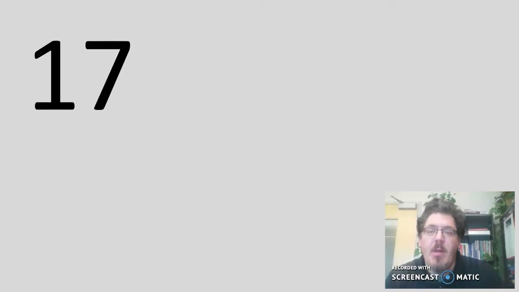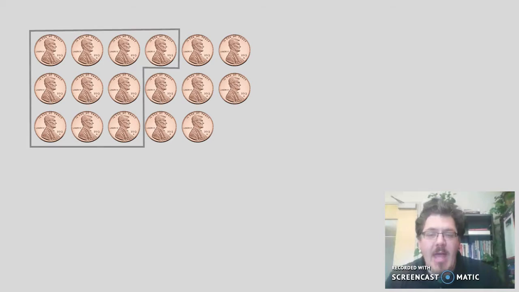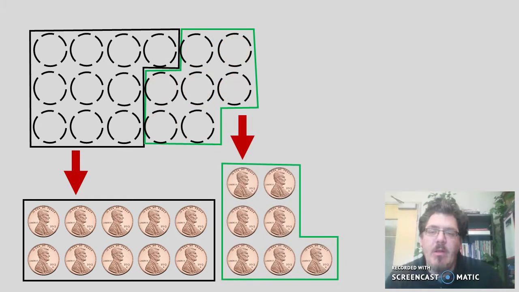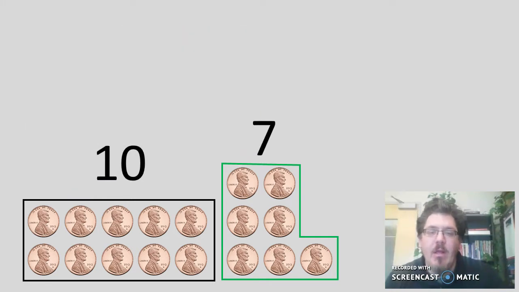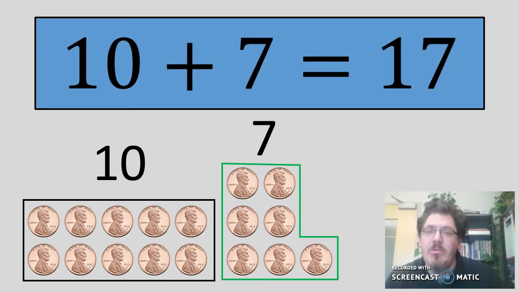Let's try another example. Suppose that we are given the number 17. Have your child count out 17 pennies. From the pile of 17 pennies, ask your child to count out a group of 10 pennies. There should be 7 pennies left over. This means that the number 17 can be decomposed or broken down into 10 and 7. In other words, 10 plus 7 equals 17. As an equation, this situation would be written as 10 + 7 = 17.